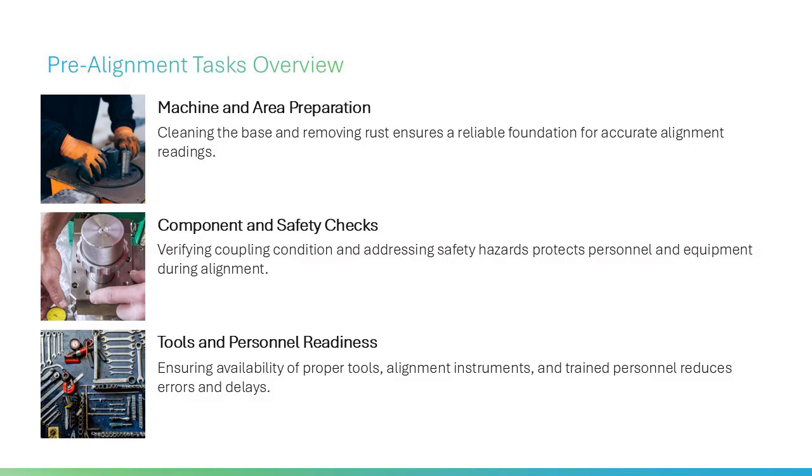Pre-alignment tasks ensure that the machine and work area are prepared before readings are taken. This includes cleaning the machine base, removing rust and debris, verifying that coupling components are in acceptable condition, ensuring the machine is safe to work on, and checking that all guards and hazards have been addressed. Pre-alignment tasks also involve ensuring the correct personnel, tools, alignment instruments, and shim materials are available. Proper preparation significantly reduces setup errors and diagnostic confusion during alignment.